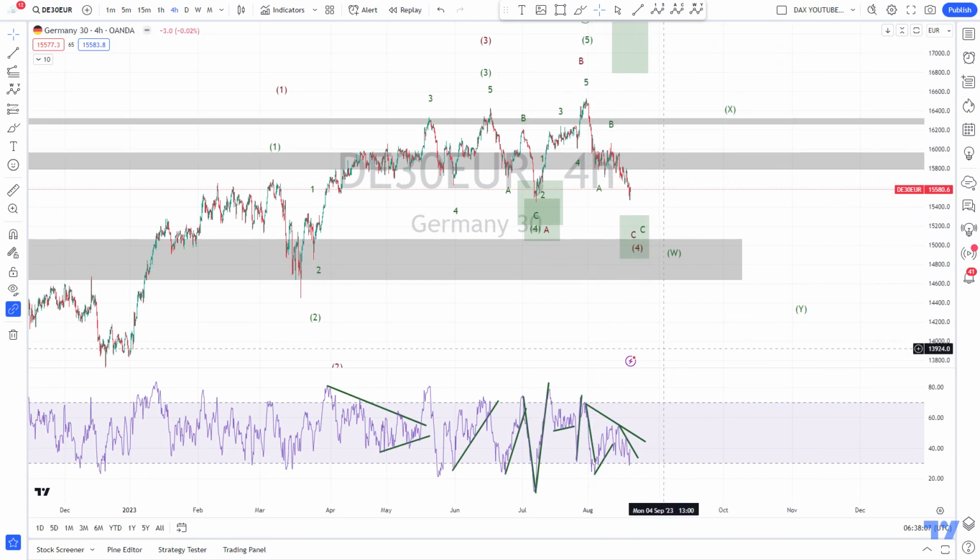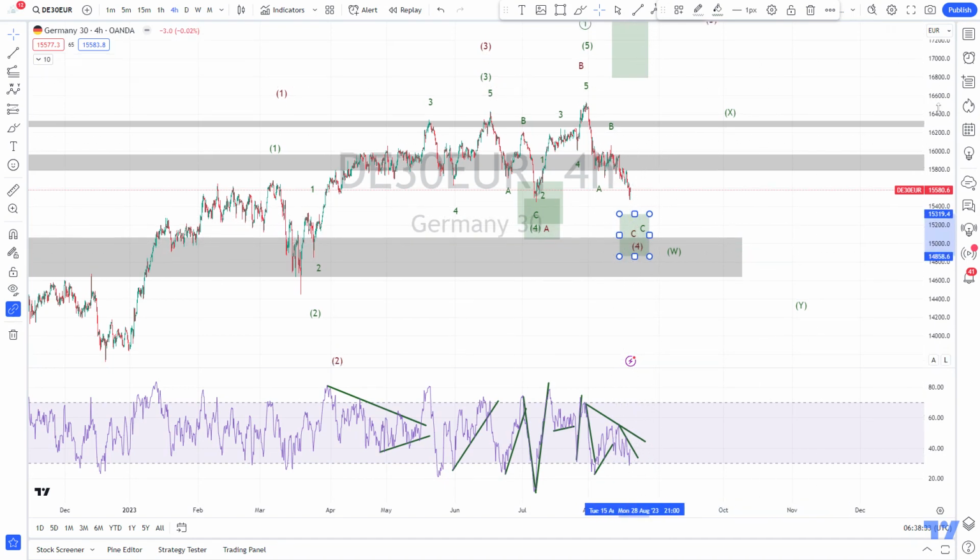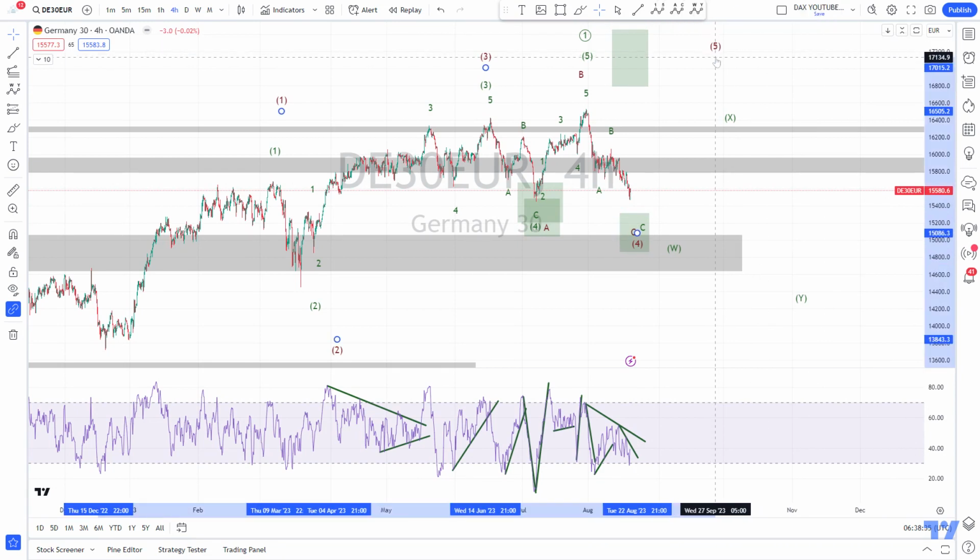We need more data for this. So if it becomes 1, 2, a good push down, 3, 4, 5, then it will be A, B, C. But for now, I would say WXY with the data we have. And yeah, like I said, much will depend on what we will do here, because from here, actually, this wave 5 is also still possible.